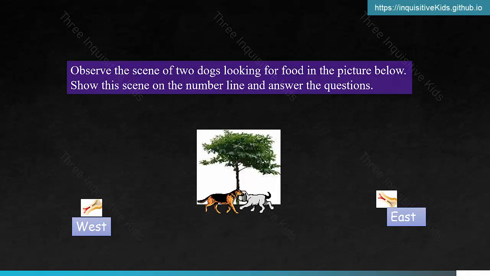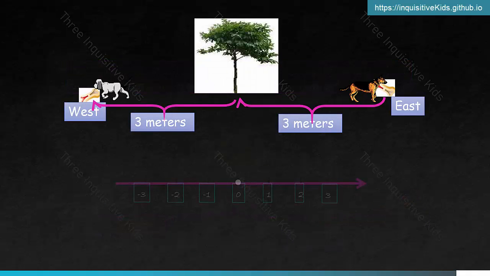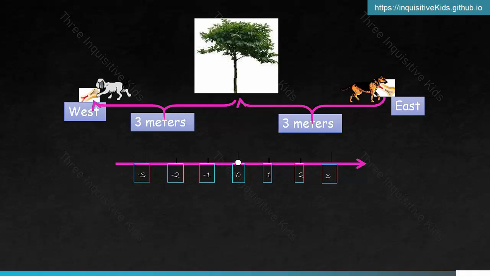Observe the scene of two dogs looking for food in the picture below. Show the scene on the number line and answer the questions. Okay, so the dogs are going off to find their bones, and they started from the tree. From the tree, the white dog went 3 meters to the west, and the yellow dog went 3 meters in the opposite direction, which is the east. The tree is 0.